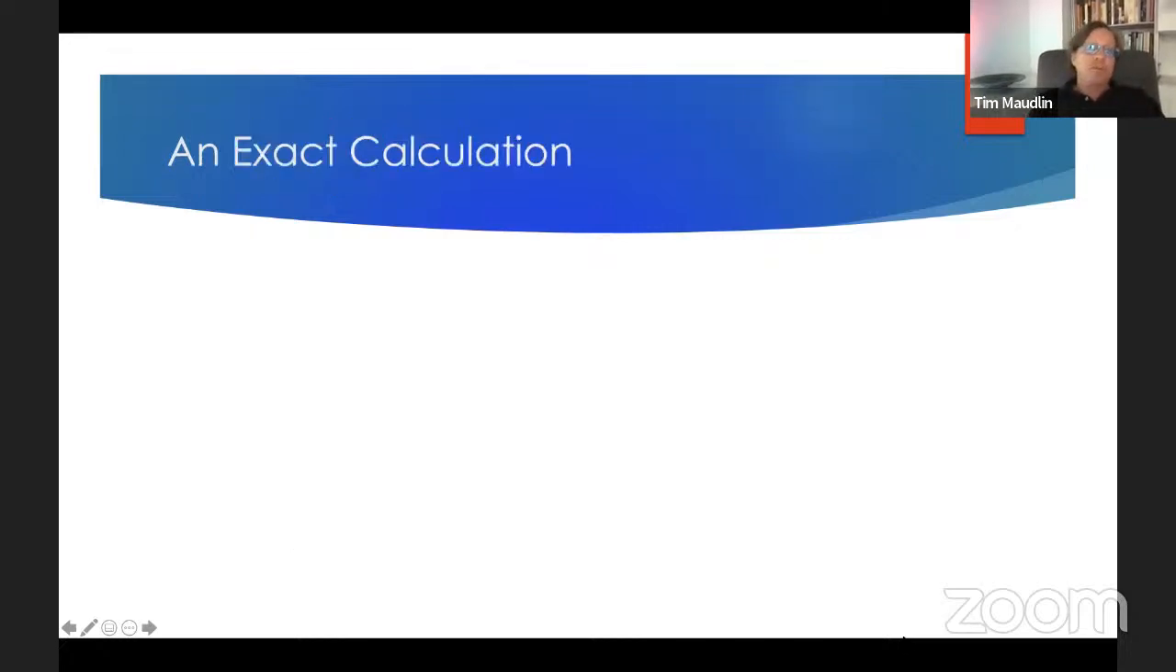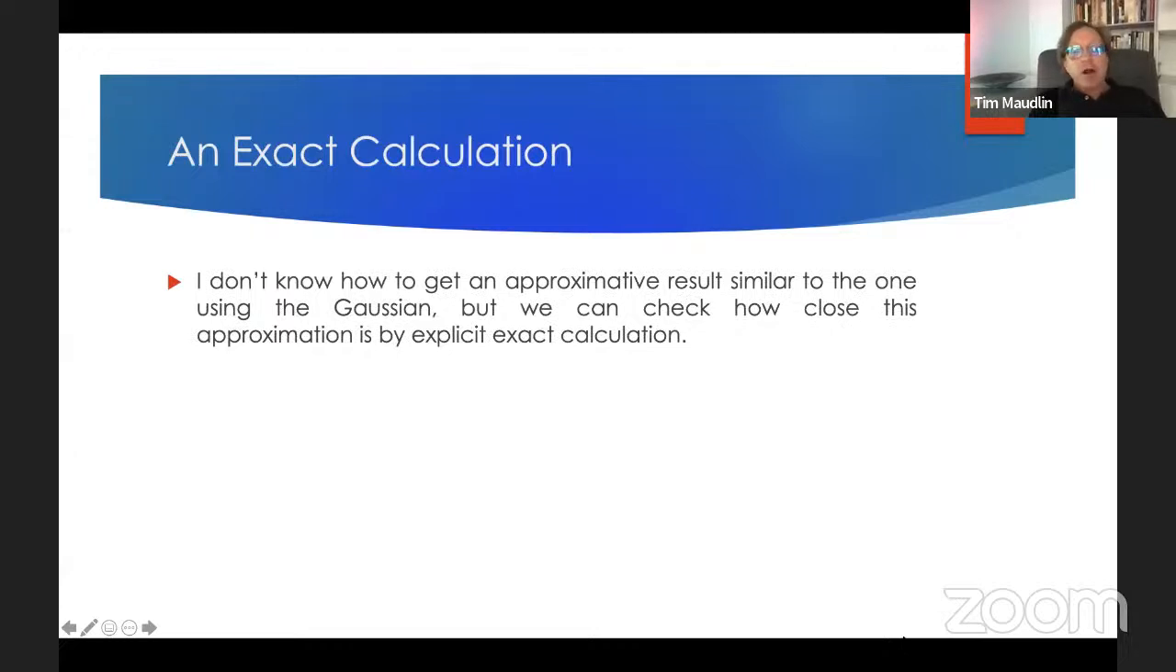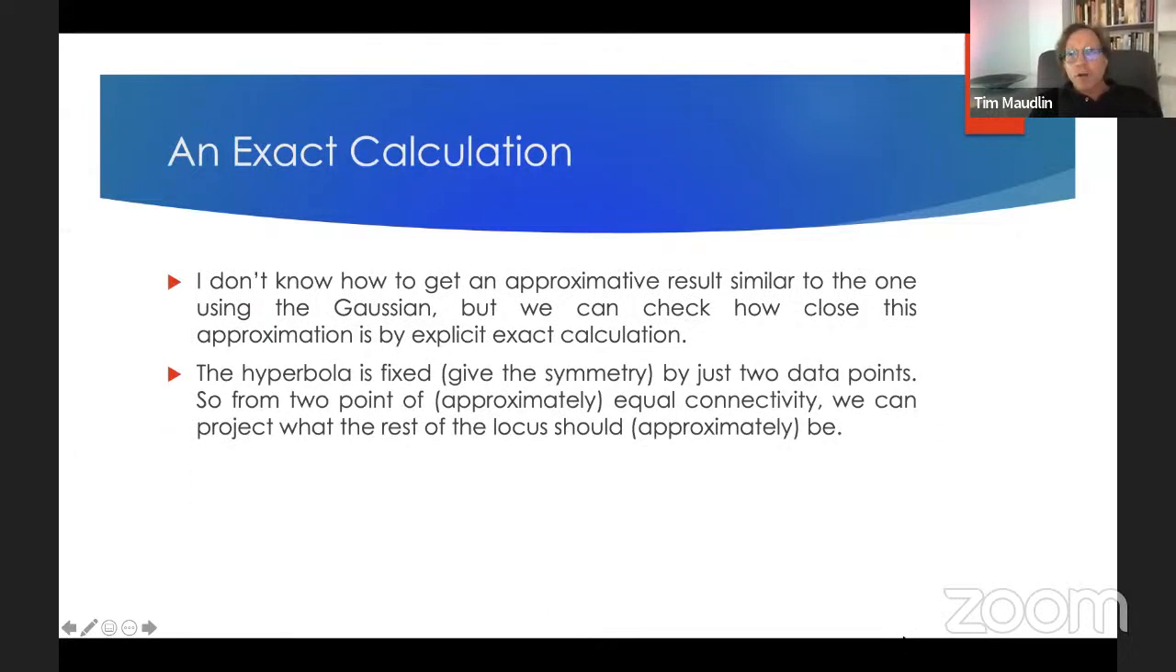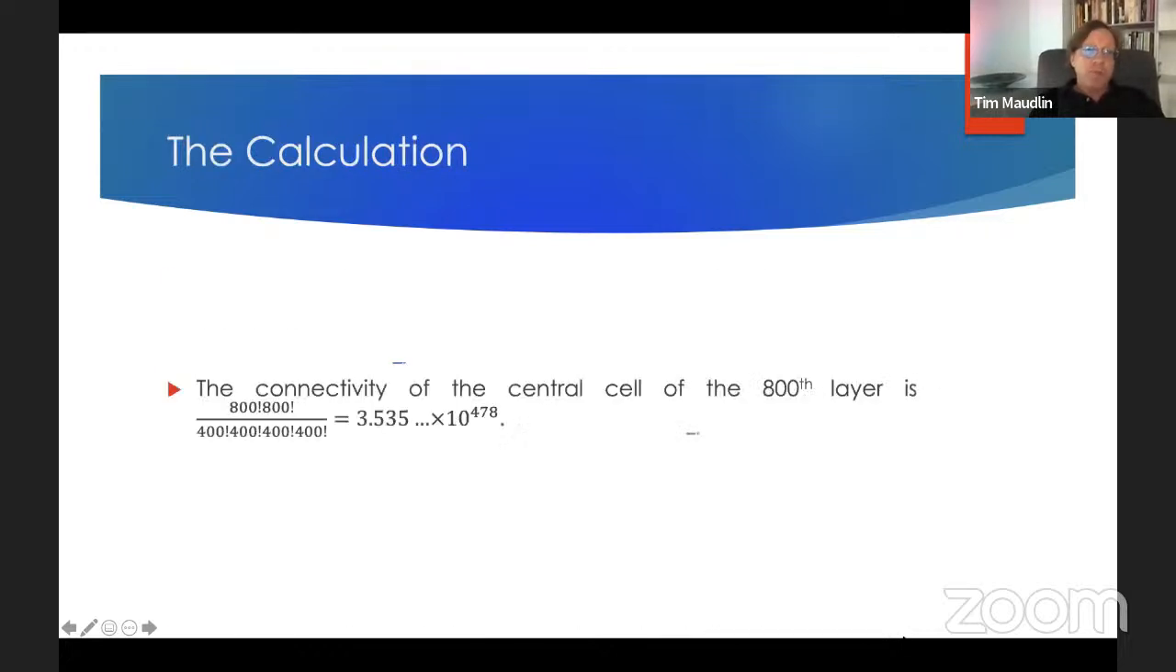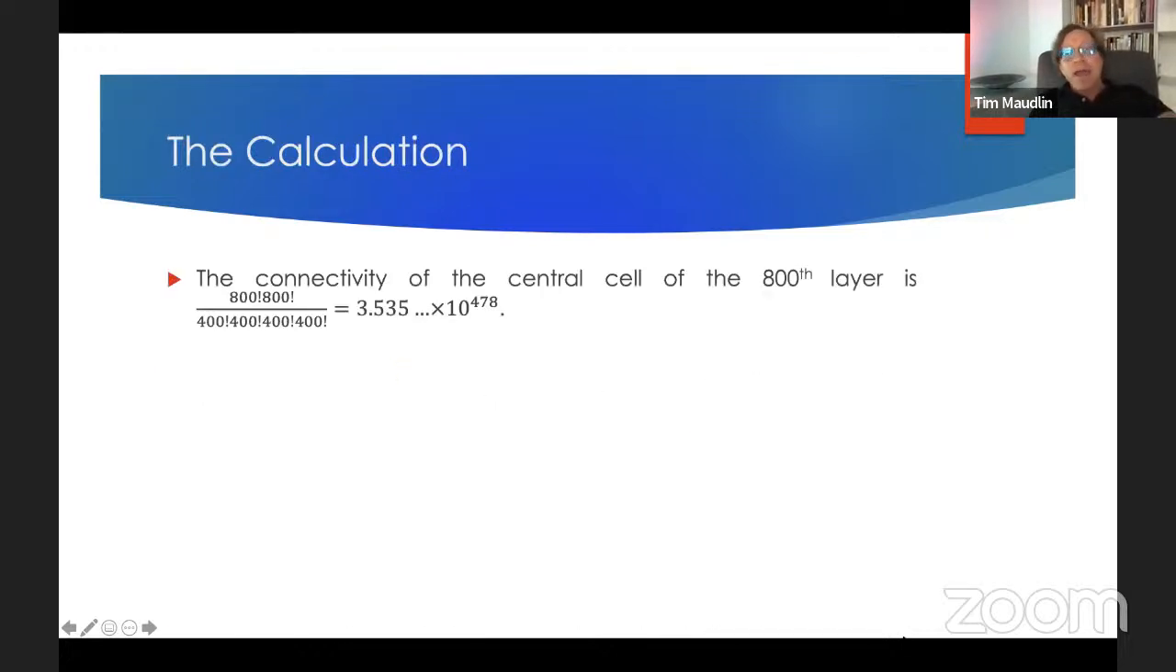Let me just give you an exact calculation. Let's suppose we know that a hyperbola is fixed. Once we have the symmetry, it's fixed by 2 data points. So I'm going to give you 2 data points. I'm going to go up to the 800 level. I'm sorry I'm doing this so quickly, but this is the last thing I'm doing. Go up to the 800th level, right? And look at the central point. We can exactly calculate the degree of connectability.